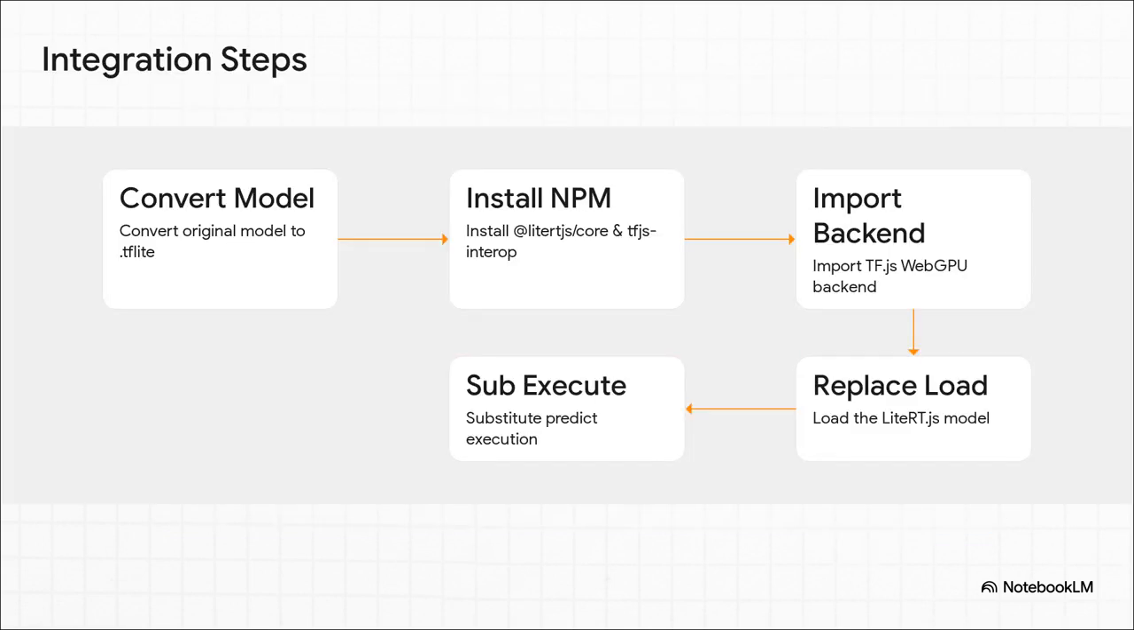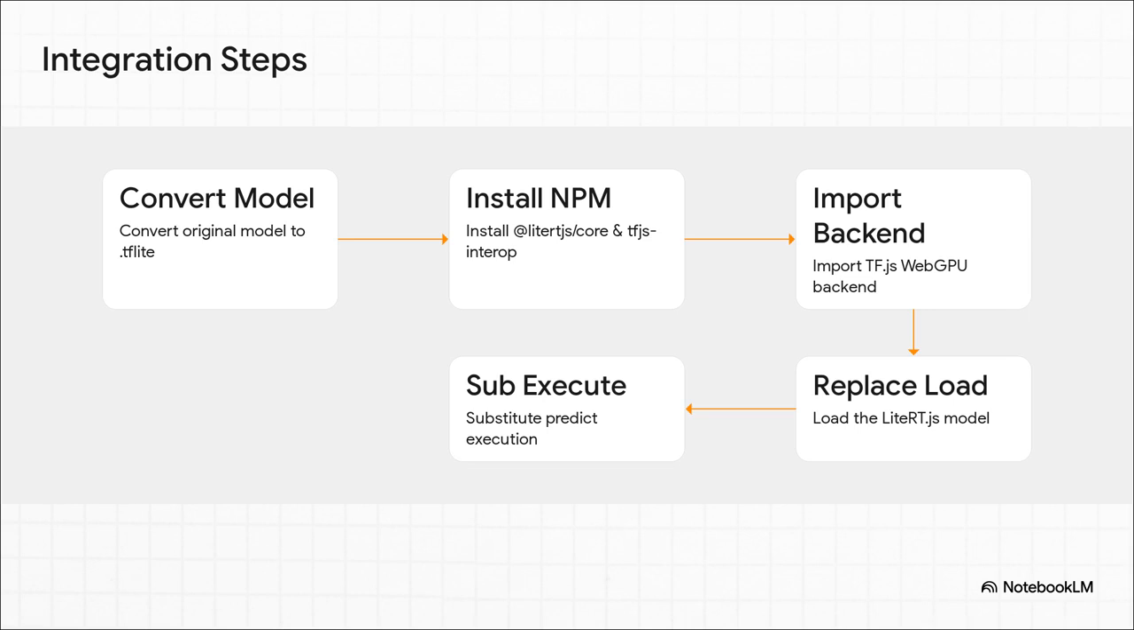That's it. The migration process breaks down into exactly 5 steps. First, as we just talked about, convert your model to .tflite. Second, you're going to install a couple specific NPM packages. You'll need the @LiteRTS/core and the tfjs-interrupt packages. Third, import the TensorFlow.js WebGPU backend because you'll need that for the interop to actually work. Fourth, replace your old model loading code with the new LiteRT model loading code.